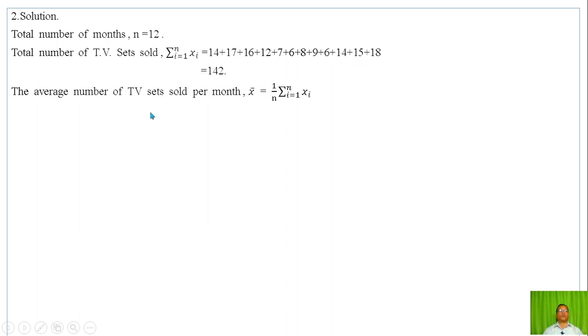we get 142. The average number of TV sets sold per month, x bar, is equal to 1 by n times the summation of xi from 1 to n, where n is 12. Giving the values, n is 12 and the summation of xi is 142, so we have 11.83. The shop sells approximately 12 TV sets per month.